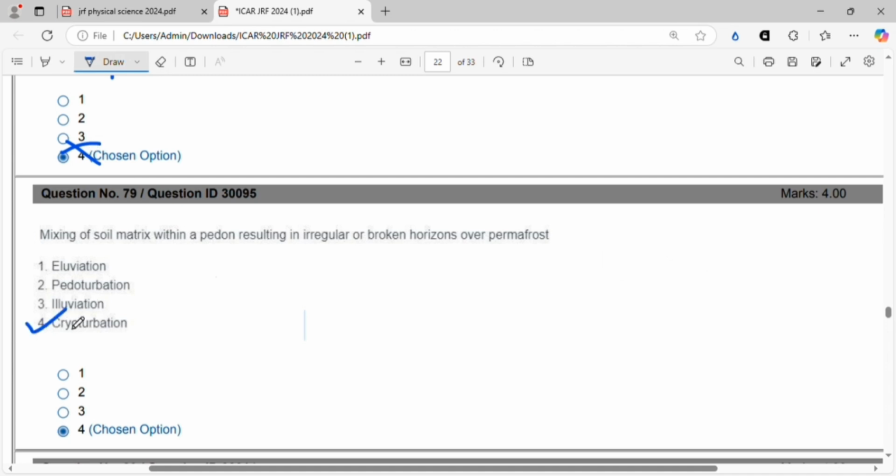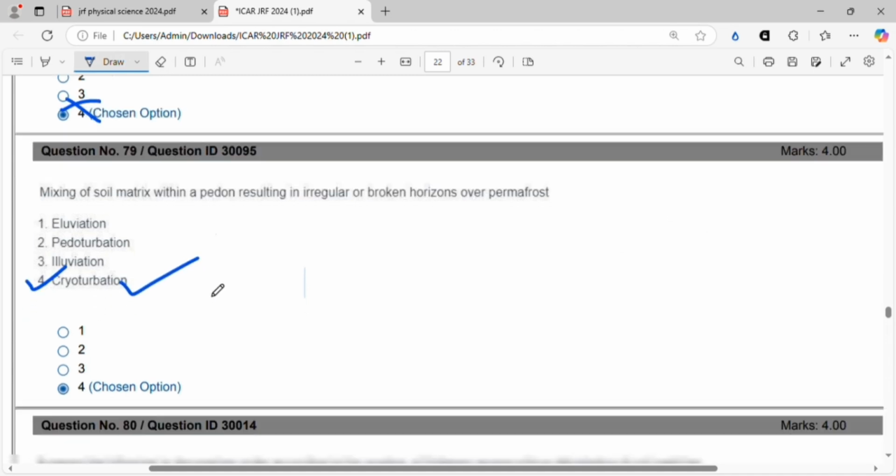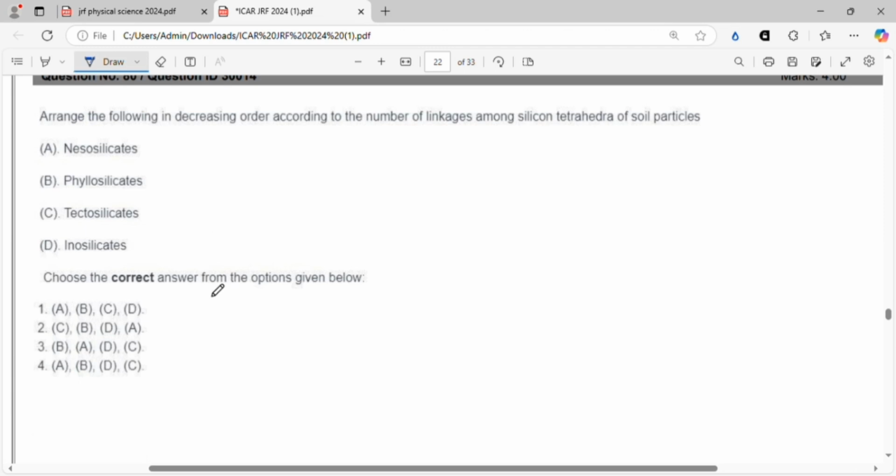So the answer of this is cryoturbation. All right. Let's move on to the next question. Arrange the following in decreasing order according to the number of linkages among silicon tetrahedra. That is a very easy question.